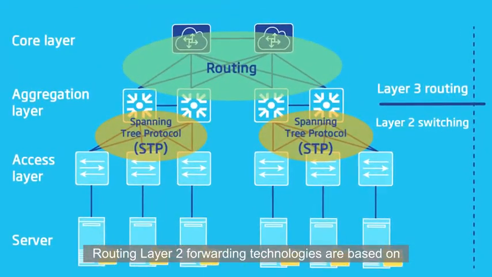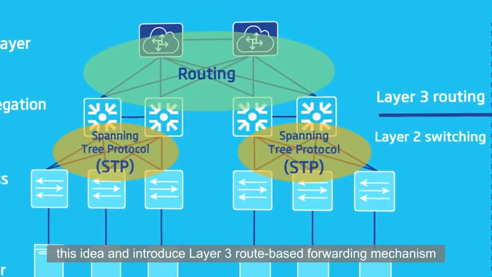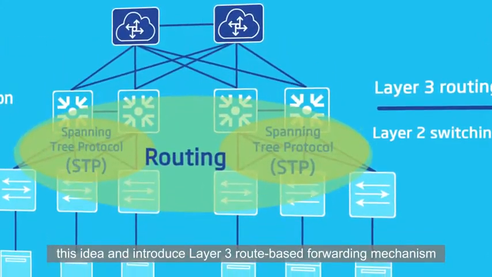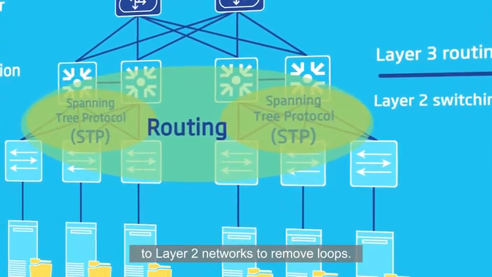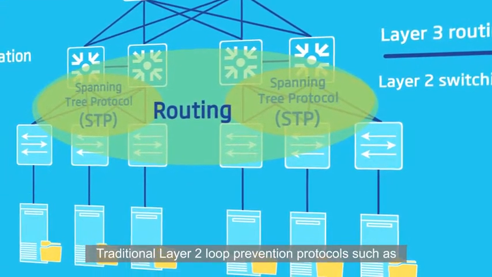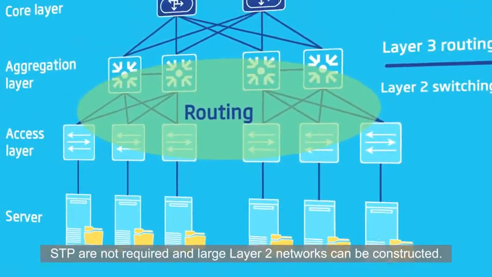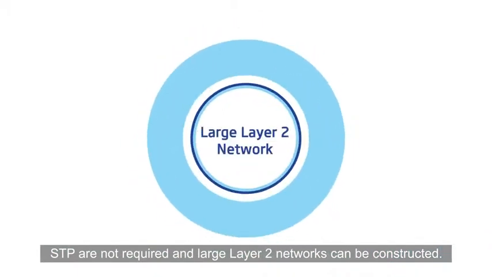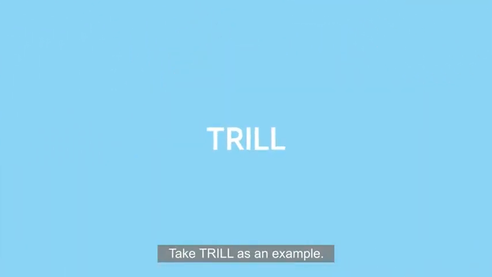Routing Layer 2 forwarding technologies are based on this idea and introduce Layer 3 route-based forwarding mechanism to Layer 2 networks to remove loops. Traditional Layer 2 loop prevention protocols such as STP are not required, and large Layer 2 networks can be constructed. Take TRILL for example.